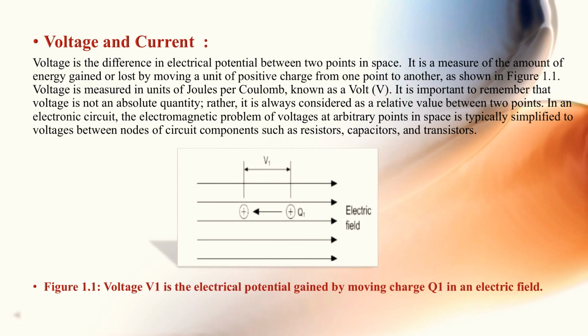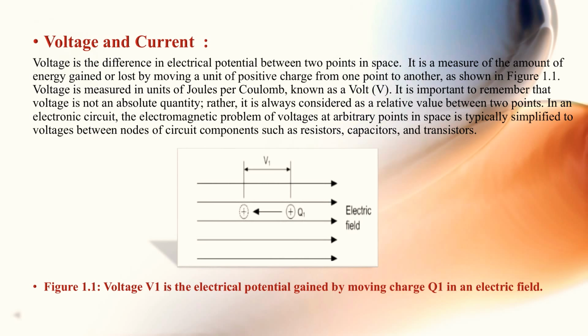It is important to remember that voltage is not an absolute quantity, rather, it is always considered as a relative value between 2 points. In an electronic circuit, the electromagnetic problem of voltages at arbitrary points in space is typically simplified to voltages between nodes of circuit components such as resistors, capacitors, and transistors.